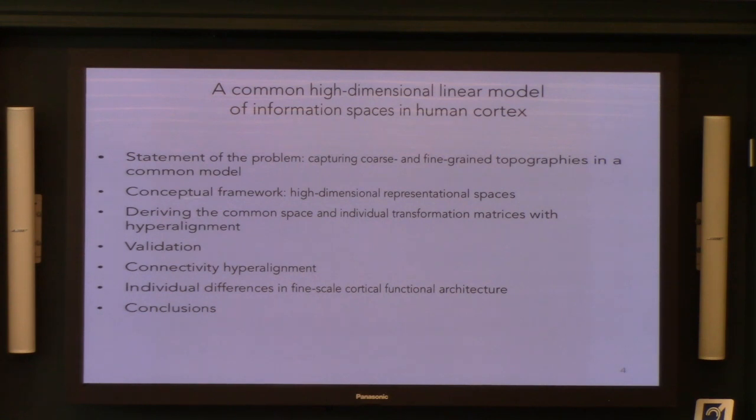And so, as I said, we have a different conceptual framework. Instead of trying to align the topographies in a cortical space, we try to align the information in a high-dimensional representational space. And it's actually not just representation. Then I'll talk about how hyperalignment, which we developed, derives a common information space with individual transformation matrices, and then validation, a newer version that we just published this year that's based on functional connectivity, and then Fei Long's work on examining individual differences in the fine scale in cortical architecture.